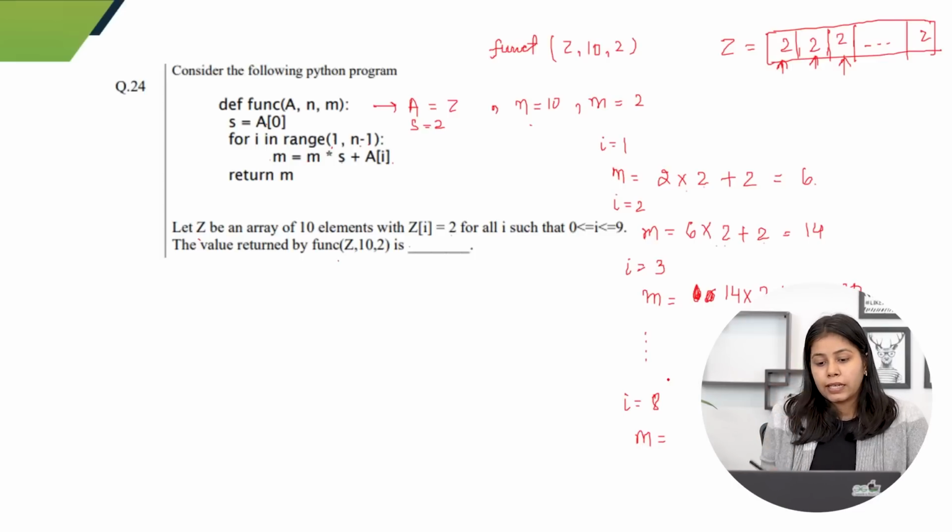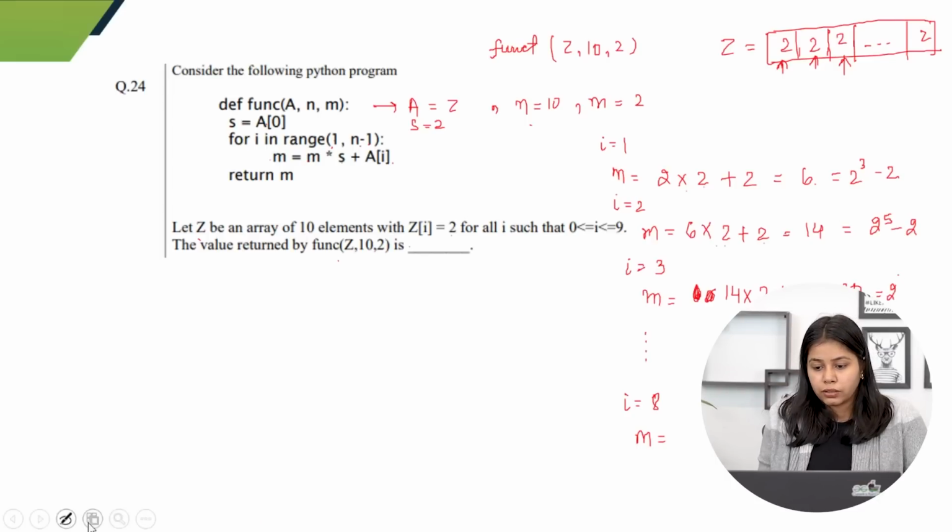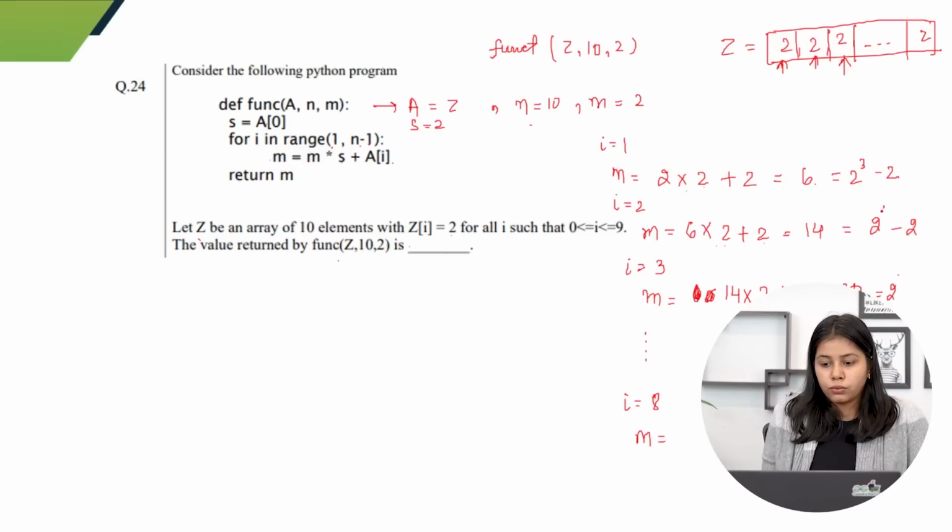Or I can see if there is some logic or sequence it is following. If I write 2 to the power 3 minus 2, that gives me 6. And 2 to the power 4 minus 2 would give me 14. 2 to the power 4: 2 into 2 is 4, 2 fours are 8, and 2 eights give me 16. So 16 minus 2 is 14.